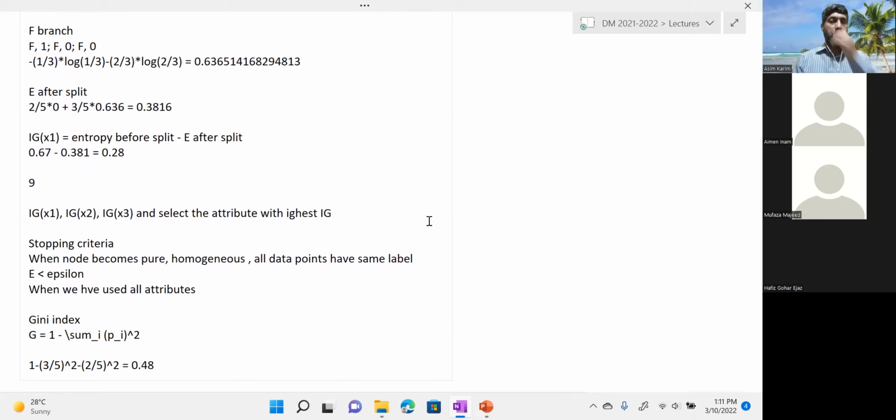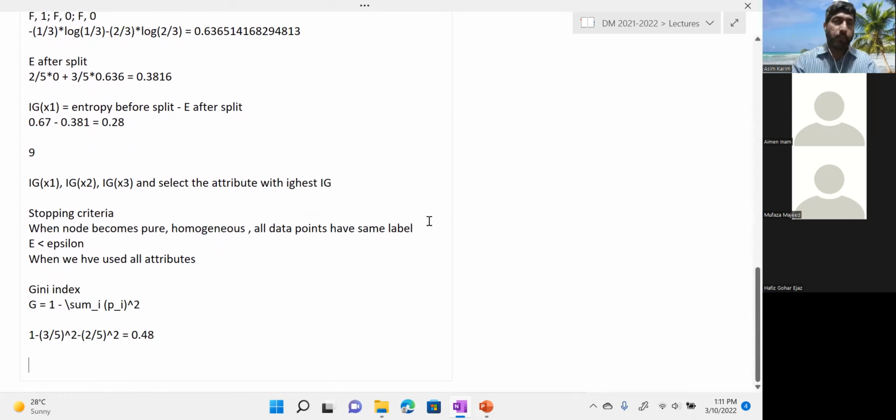So 0.48. ठीक है ना? So this is the entropy of the original data set. And similarly, after the split, sorry, Gini of the original data set, similarly, you compute the Gini after the split. ठीक है? And then you can compute the gain. ठीक है? So information gain would then be Gini before split minus Gini after split. Of course, Gini after split would be weighted by the number of examples in each split.